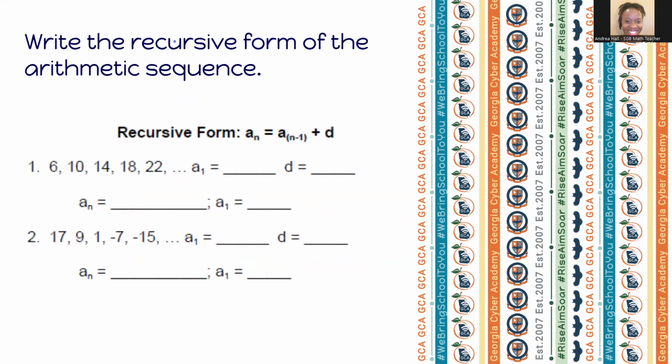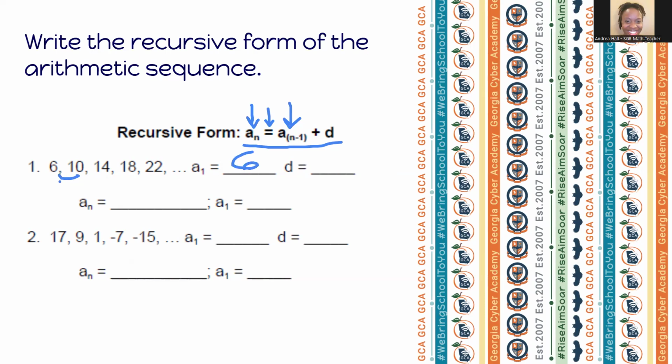Now, how about writing the recursive formula of an arithmetic sequence? So here's a recursive formula: a sub n equals a sub n minus 1 plus d. The equal sign and this part do not change. They stay the same. The only thing that changes is your d and whatever your a sub 1 is. In this case, a sub 1 is our first term.